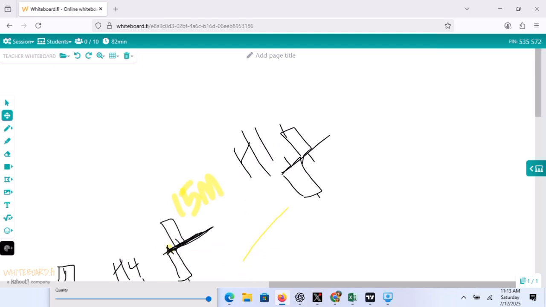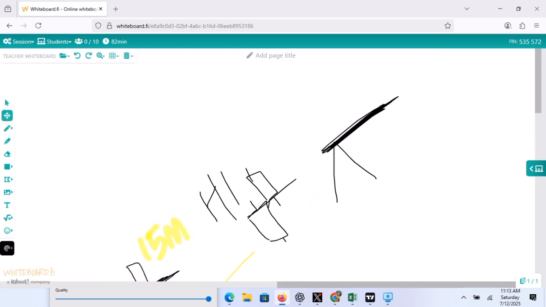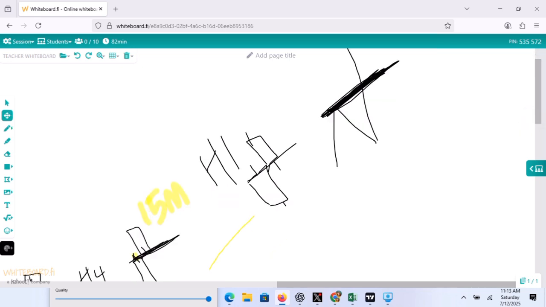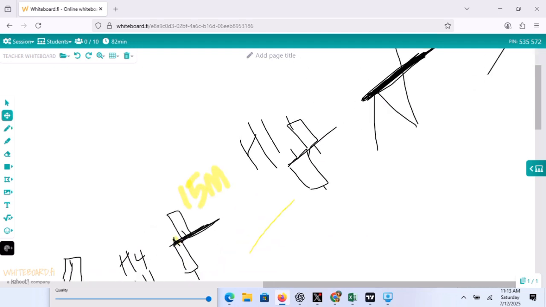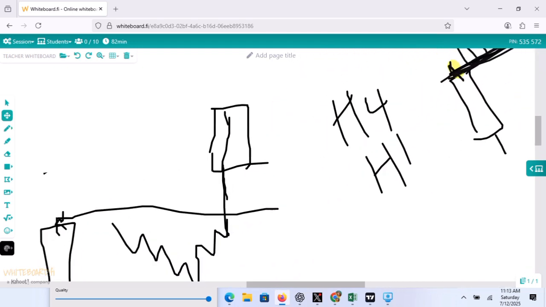The N, it looks like this, like a triangle, like you see something like this. That is the last pullback. Do you understand? So that is the last pullback on either the H1 or the 15 minutes. You see something like this there, after this Asian session is done.